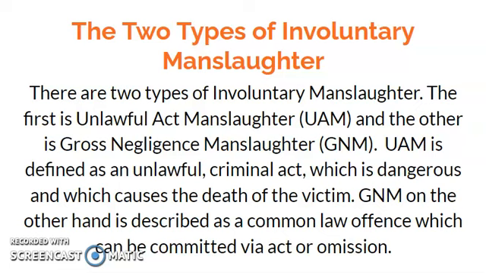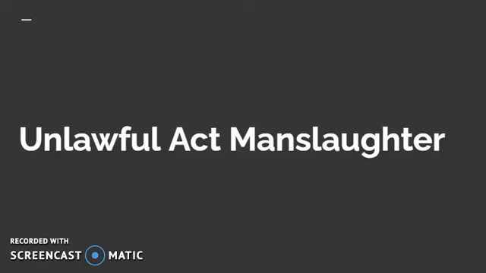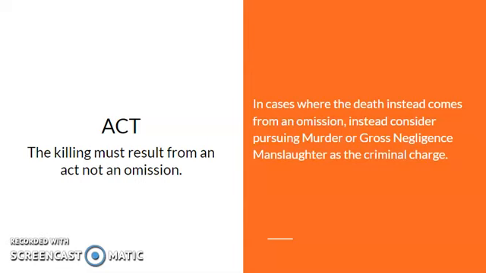During a scenario question, you will either be asked to do one or the other, or both of them, and you will have to differentiate between the two. The first part of unlawful act manslaughter is the act itself, and the killing must result from a specific act, not an omission. In cases where the death instead comes from an omission, you should pursue murder or gross negligence manslaughter as a criminal charge.